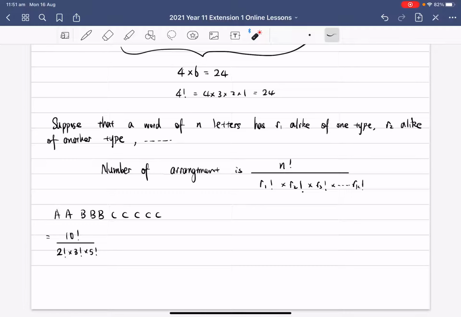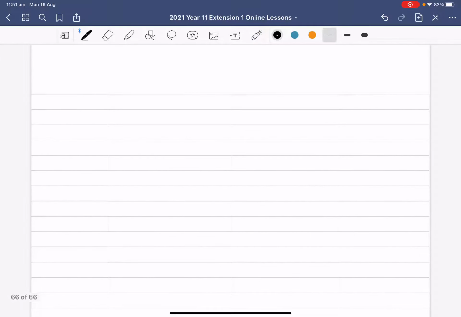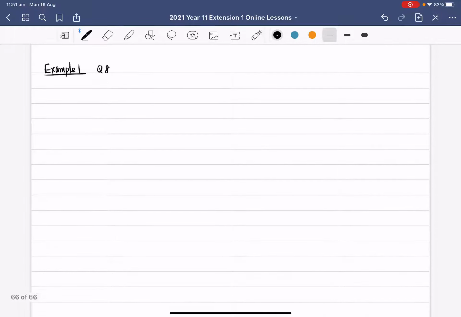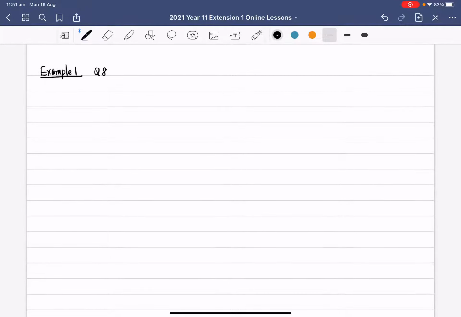All right, so we're going to try a few questions from the exercise. I'll just write down example 1, but this is actually from question 8 of the exercise. The question here is 8A. We've got the word sloops, S-L-O-O-P-S. If there is no restriction, find out how many arrangements there are. If there's no restriction that applies to the question here.